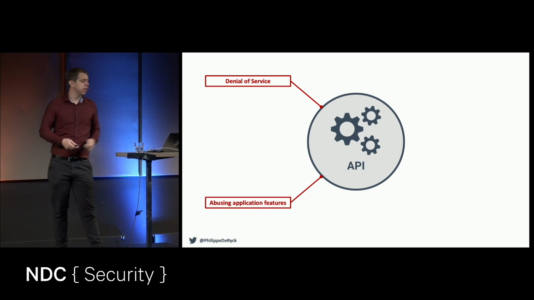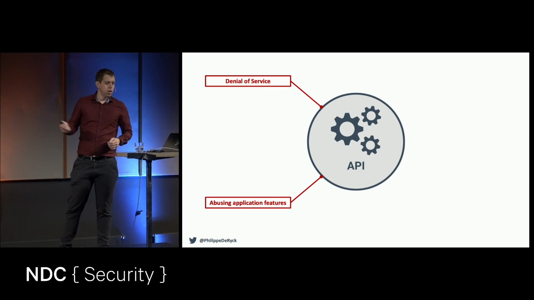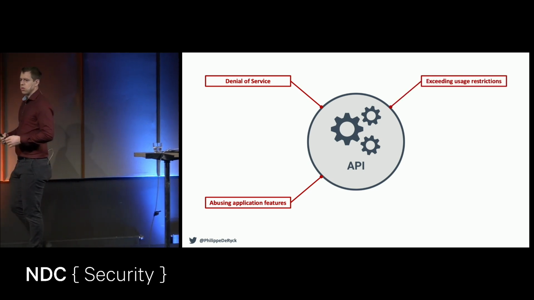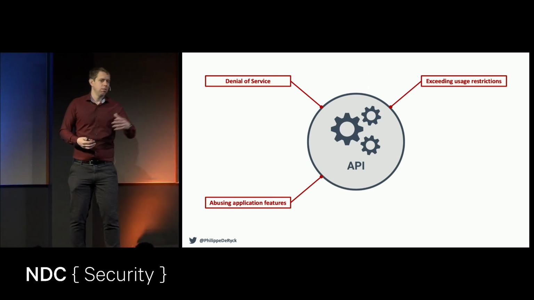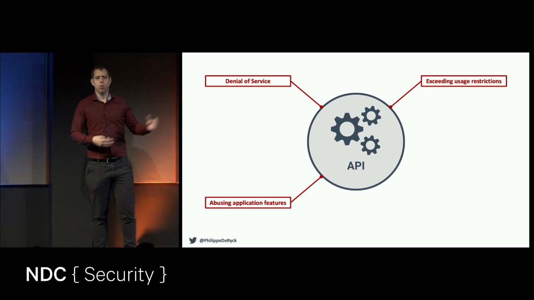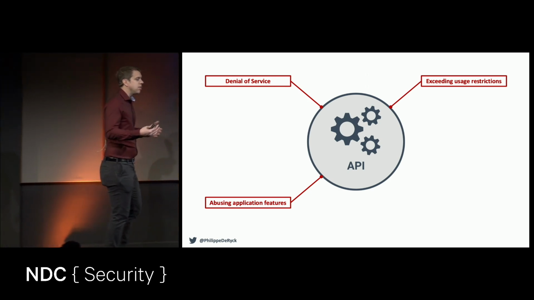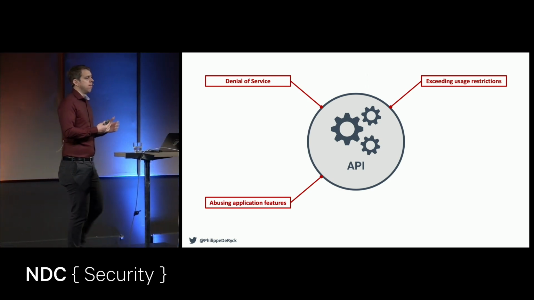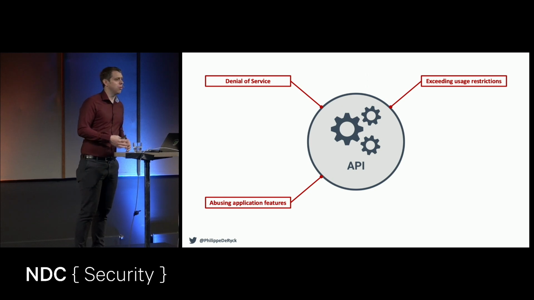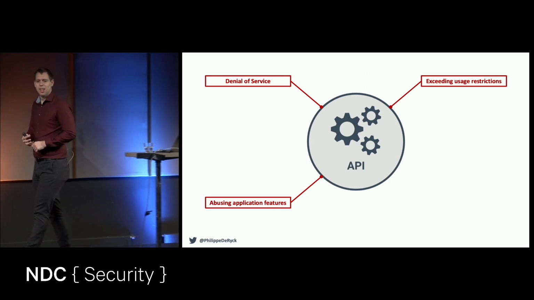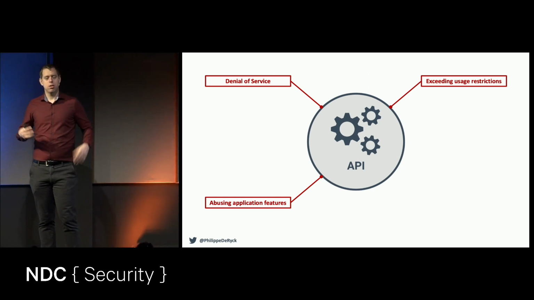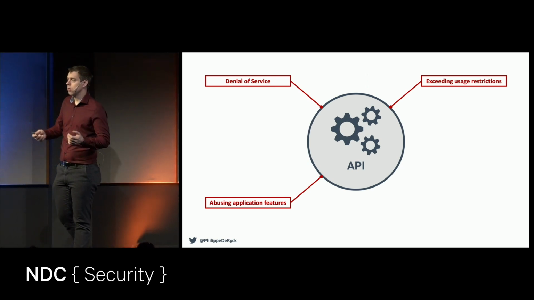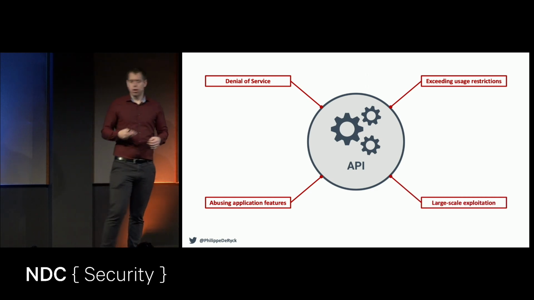Abusing legitimate application features. Exceeding usage restrictions. We all know these plans where you purchase the basic plan and you get like 10 operations per minute or whatever you're doing. Well, those things need to be enforced. And many APIs, well, actually this is something they get right because that's kind of their business model. So they do enforce usage restrictions quite often in the right way, but that's also the same issue, often not considered.